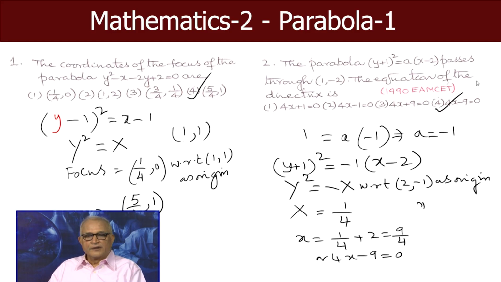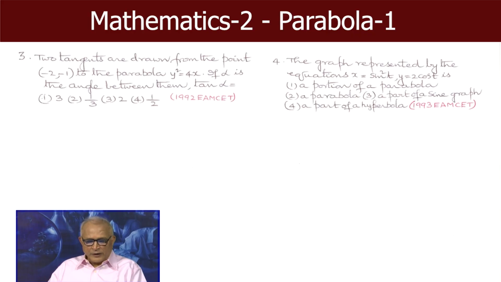Follow? Next, 3. Two tangents are drawn from the point (-2, -1) to the parabola y² = 4x. From an external point, you know, 2 and only 2 tangents can be drawn to the parabola. Always you can draw 2 tangents to the parabola from a given external point, from a point which lies outside the parabola. ఒక పెరాబోలాకి పరావలయానికి వెలుపలుండే బిందువు నుంచి బాహ్య బిందువు నుంచి రెండు స్పర్శరేఖలు గీయచ్చు.